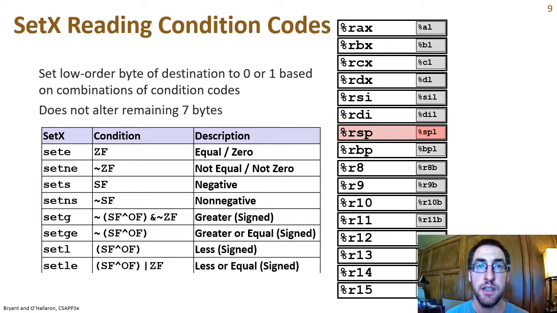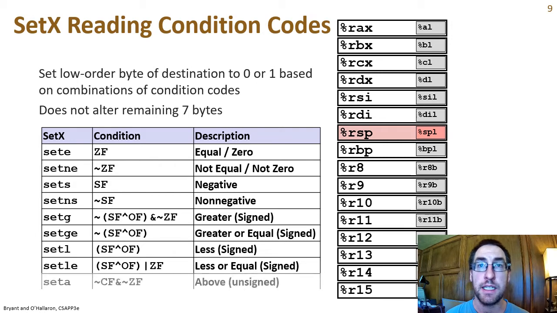Set G, for set greater, checks if the comparison indicates source 2 is greater than source 1 with 2's complement signed numbers. The logic to figure out these conditions is shown, and you should think through why these work on your own. Similarly, set GE does set if greater than or equal, and then we have the other directions: set L for set less than, and set LE for set less than or equal.